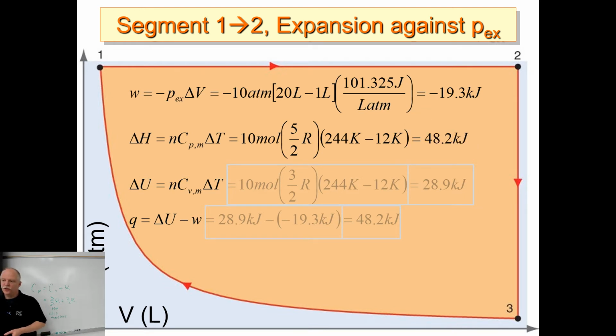So then we have 244 Kelvin minus 12 Kelvin, and so then we end up with 48.2 kilojoules. So that's the delta H. It's positive, so that means energy's gone into the system in terms of heat. Okay, so then the internal energy change, here we're just using this first piece, the CV, the 3 halves R, times the number of moles, times the delta T. So 244 minus 12, we end up with the internal energy change of 28.9 kilojoules. It's positive, so internal energy is increased.